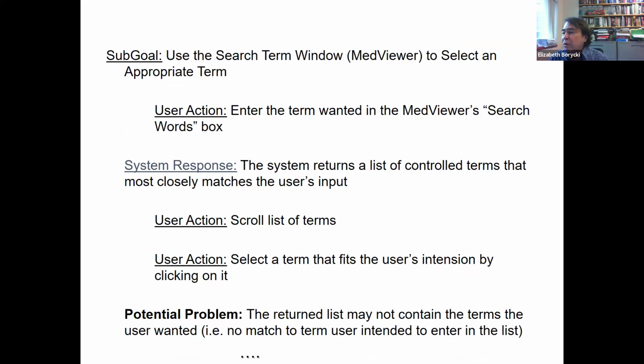So the user has to select the term by entering the term in the search words box, and then we say what the system responds with. The system responds with a list of control terms. The user scrolls the list, and the user selects a term from the list. But early on, we found what happens if the term the user wants doesn't appear. At any rate, we can come up with potential problems and then try it out with users.